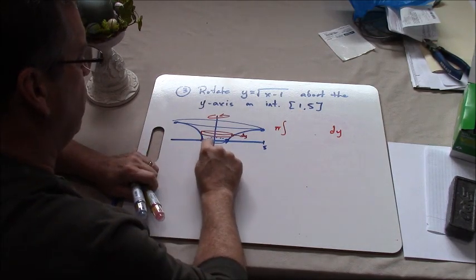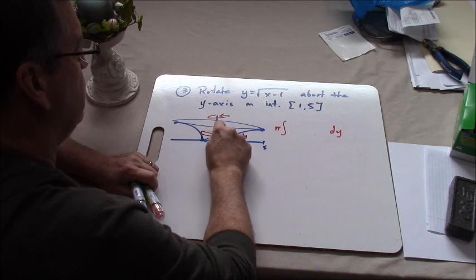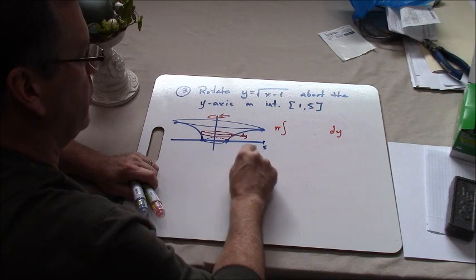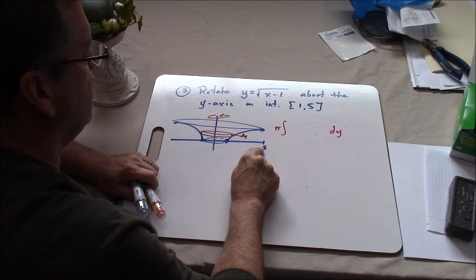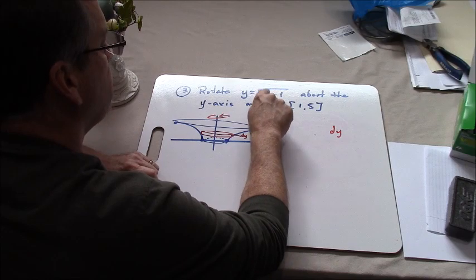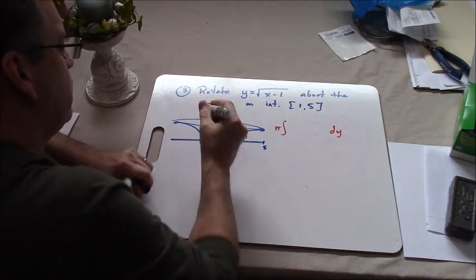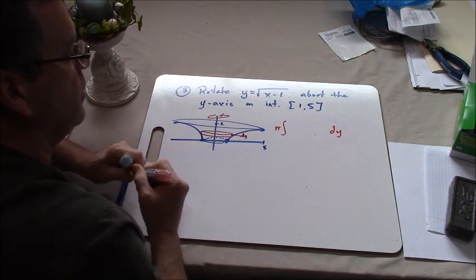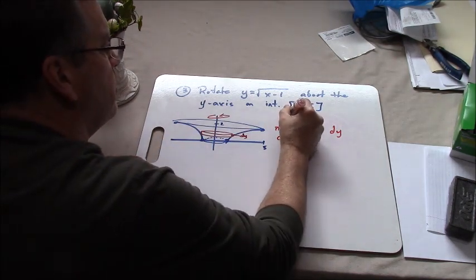So I have to figure out where these disks are stacking up to. They're starting at 0 and going up to whatever we get when x equals 5. So if I plug in a 5, 5 minus 1 is 4. The square root of that's 2. So these are going to go as high as y equals 2. So our integral will go from 0 to 2.